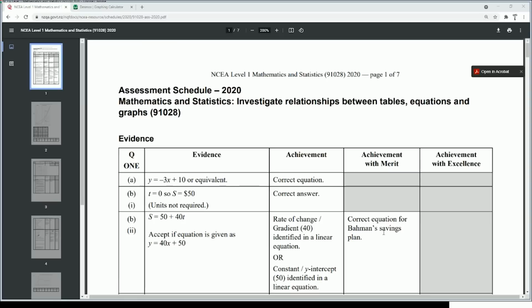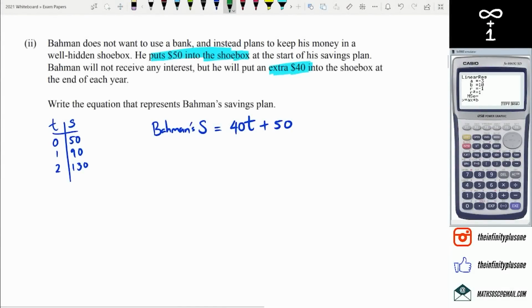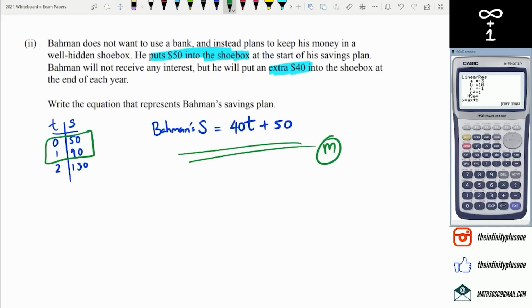But if you get the correct equation, you're going to end up with a merit. So in this question, just getting this equation is going to get us a merit straight away. And again, if you are to use a graphics calculator, you could put these two values inside the graphics calculator and work out the graph again. I'm just going to do it real quickly, guys, because it's 0 and 1, and we've got 50 and 90. So I'm going to do graph, calc, and x, and as you can see, you've got 40x plus 50. So pretty much onto it, that one. Okay, so let's go to the next question.